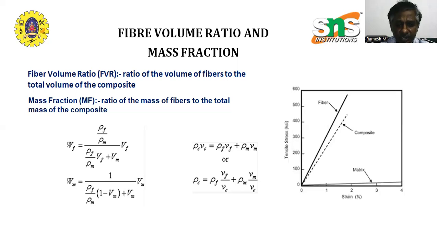It also affects the mechanical behavior of the composite: the same things, strength, stiffness, as well as toughness. Toughness is the mechanical property which gives a material resistance to failure.